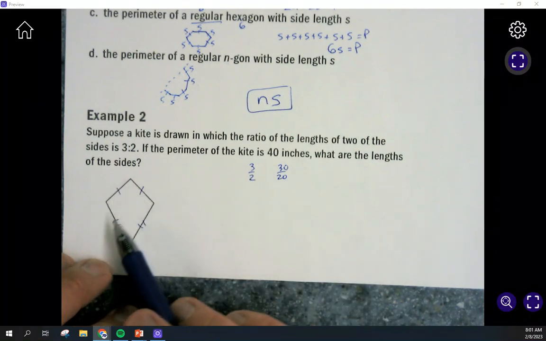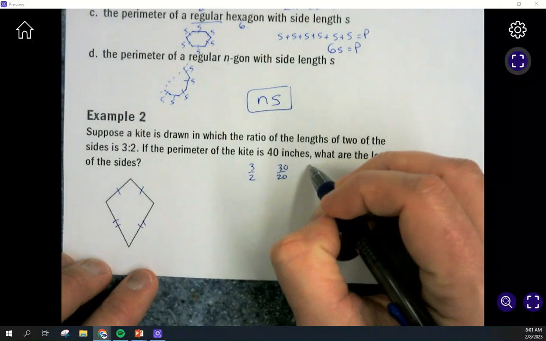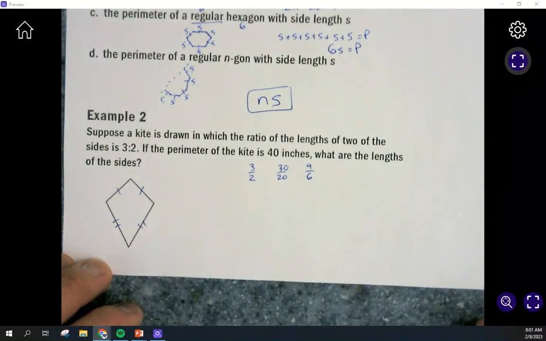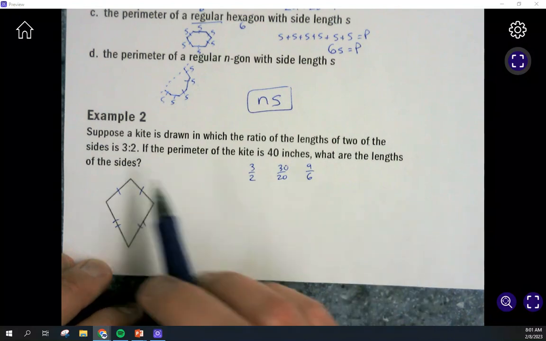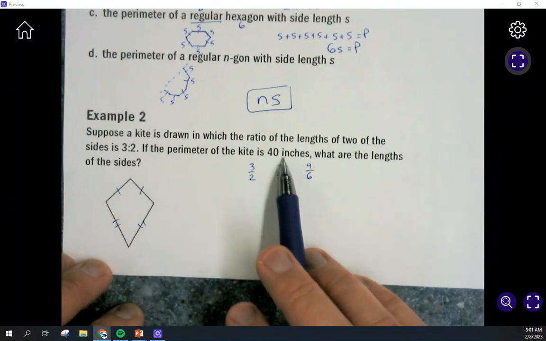So these sides could be 20 and 30. You could times this by 3 and you could have 9/6. 9/6 simplifies down to 3/2. Okay, so that is a ratio of 3:2. That could be the side length. So we don't know what the side lengths are. Could be any of these, but they're giving you the perimeter of 40.